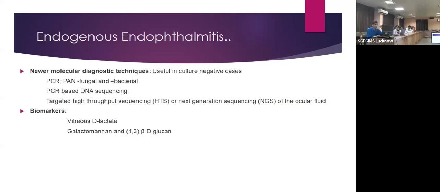These are our experiences. And these are the newer molecular techniques, more of a research tool: pan-fungal and pan-bacterial PCR. I believe in culture sensitivity more, but in negative cases people resort to this. Nowadays many hospitals start with pan-fungal and pan-bacterial PCR: as soon as they receive the patient, they get some intraocular fluid and subject it to the fungal and bacterial PCR, though people recommend it for negative cases. And DNA sequencing or high throughput sequencing are availability issues, and it is mostly lab-specific as of now.